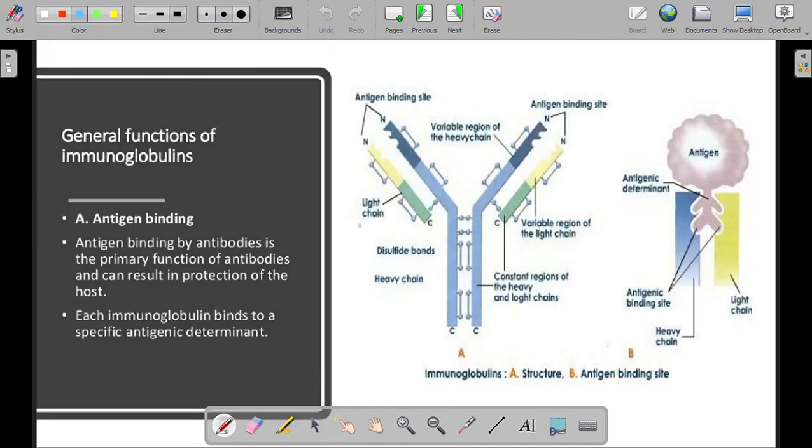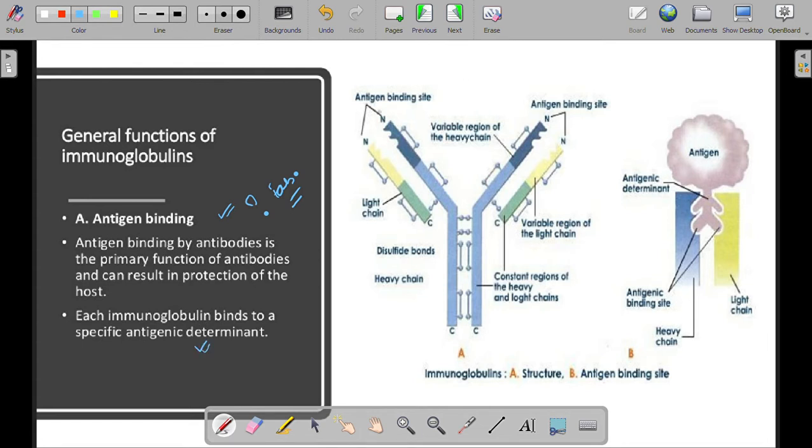So what are the general functions of the immunoglobulins? The first function is antigen binding, and can you answer what portion is involved in antigen binding? Basically the Fab portion is involved in antigen binding. Antigen binding by antibodies is the primary function of antibodies and can result in protection of the host. Each immunoglobulin binds to specific antigenic determinants.